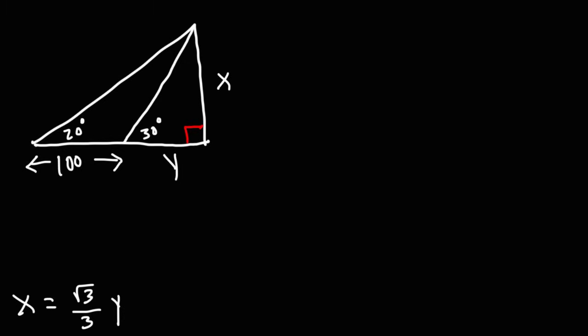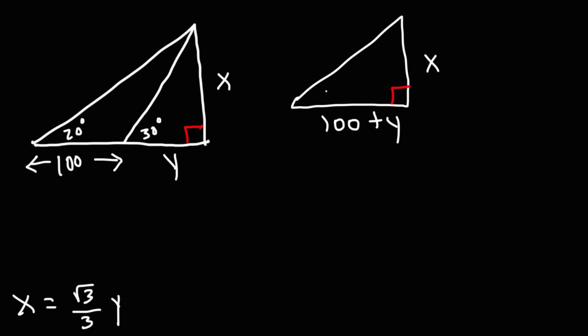Now, what I'm going to focus on is the larger part of the triangle. So let's redraw it. For the larger part of the triangle, this is x. We still have a right triangle, and the base of that triangle is the sum of these two. It's 100 plus y, and the angle is 20. Relative to the angle 20, this is opposite to it, and this is adjacent to it. So once again, we need to use the tangent ratio. Tangent of 20 is equal to x over 100 plus y.